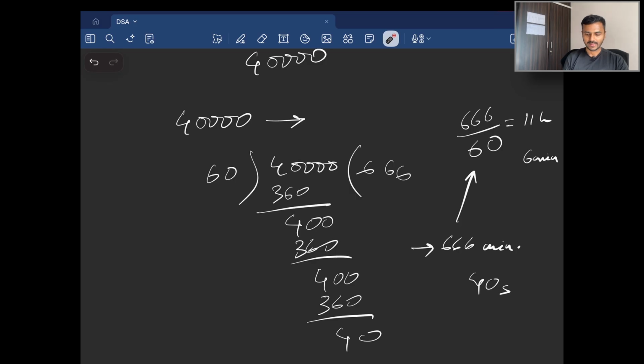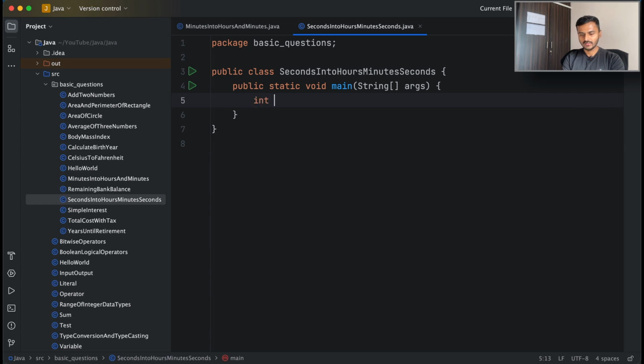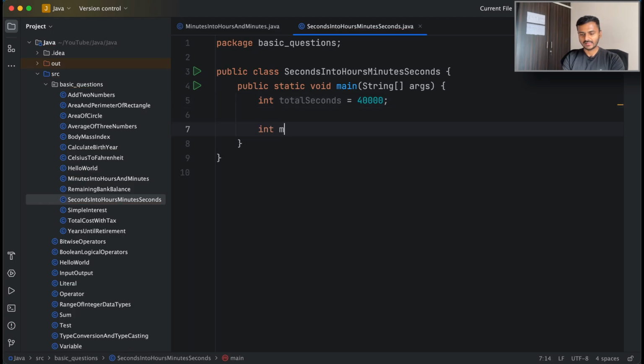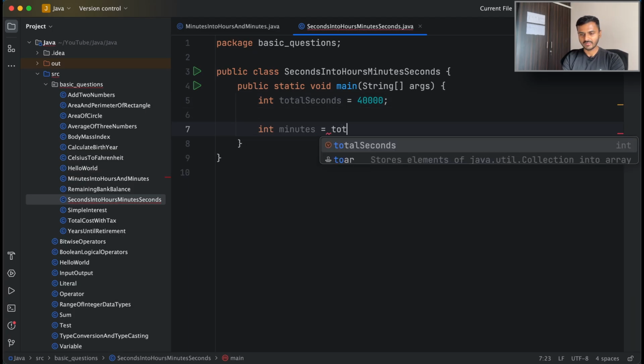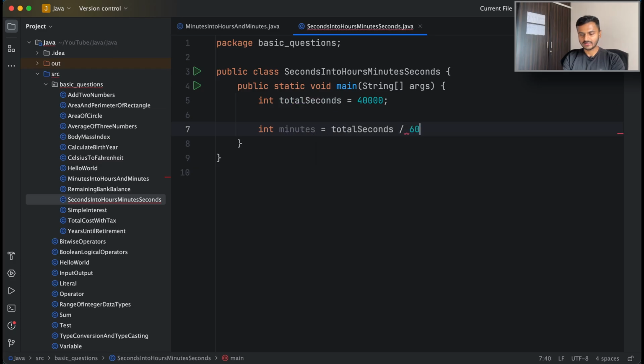And we were able to find that by dividing the total seconds that we have by 60, and that will give us minutes and seconds, and then dividing that 666, or the number of minutes that we got, by 60, which will give us hours as quotient and remaining minutes left as remainder. So with this clear, let's write the code. So let's say we have total seconds equal to 40,000. Now the first thing we will need to do is find the number of minutes, which will be equal to total seconds by 60.